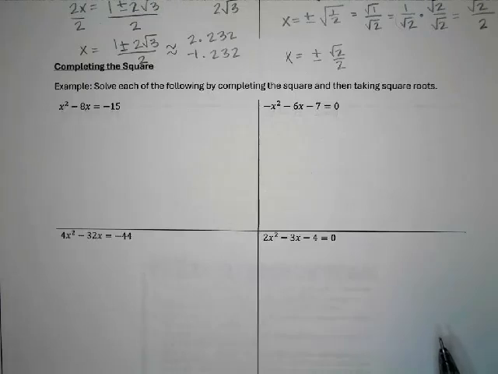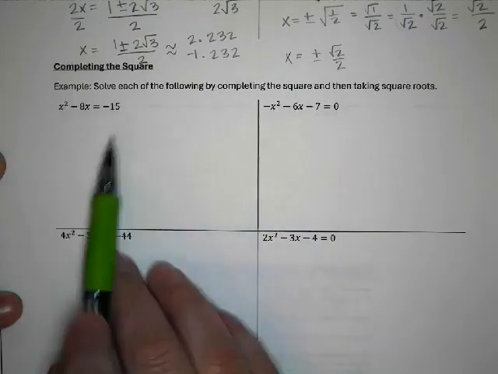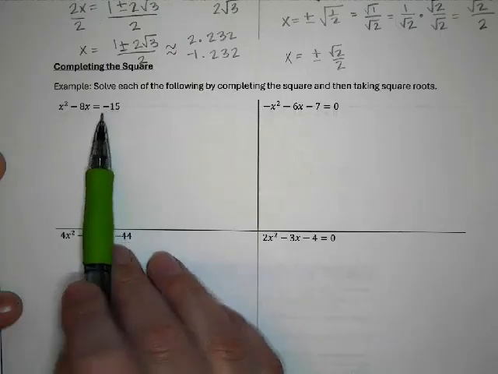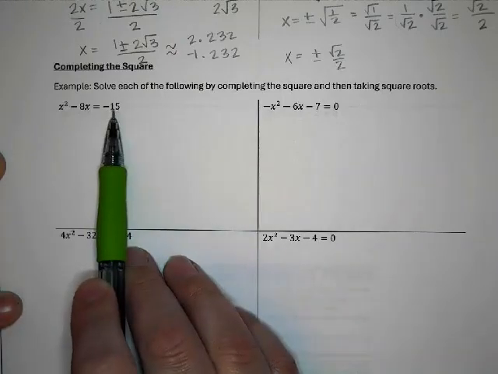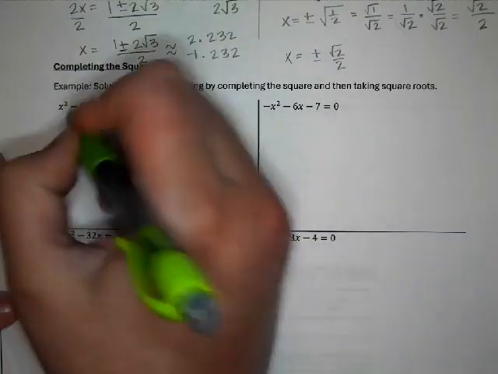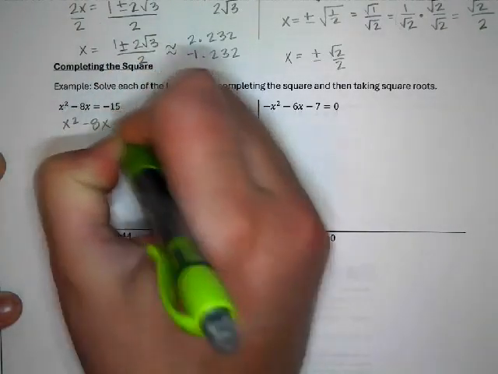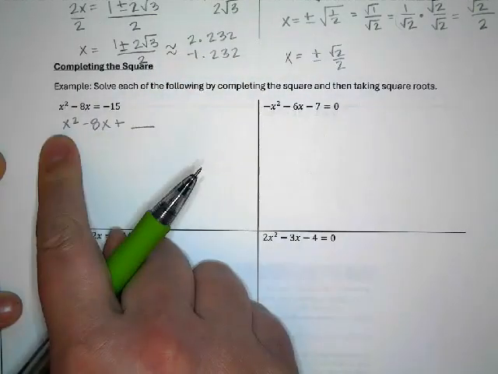Okay, so your first step in completing the square is actually to take the number that doesn't have an x attached to it and move it over. So this first example is ready to go. And then I'm going to rewrite the problem. So it's x squared and then the x term, and then I'm going to leave a blank there.